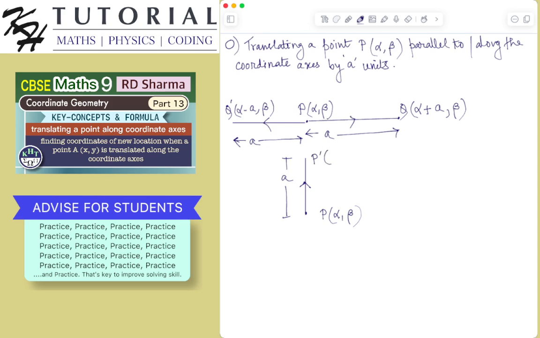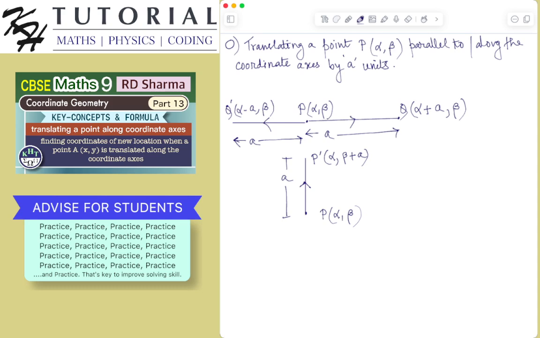This time the abscissa will remain the same, since for all points on a line parallel to the y-axis, their abscissa is the same. So the abscissa will be alpha, but the ordinate will be beta plus a, because we have translated the point P along the positive direction of the y-axis.